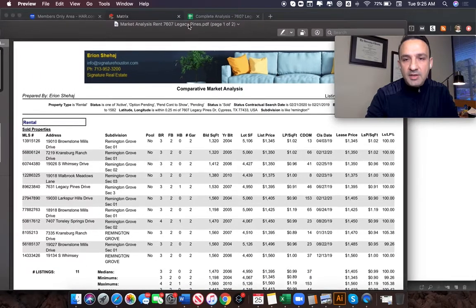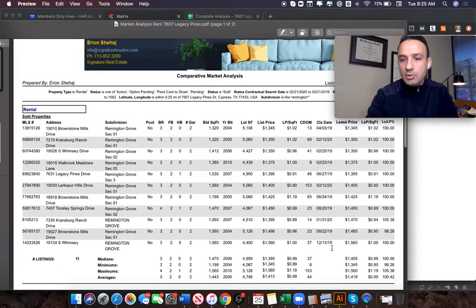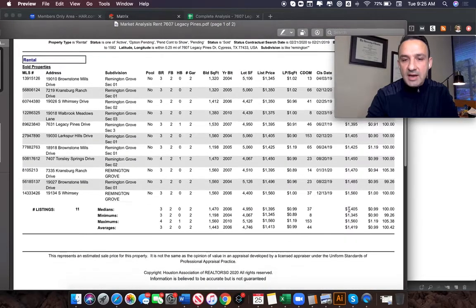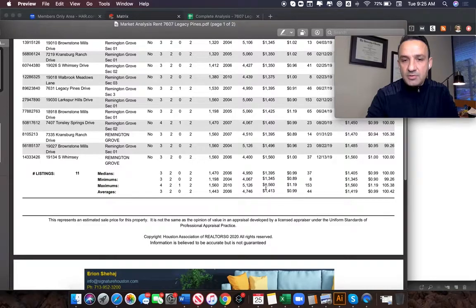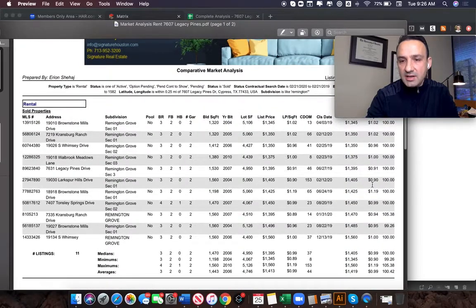And what we'll notice is that rents there go from $13.45 on the low end to about $15.60 on the high end. So what we want to do is figure out what is the average. The average rent for the area is about $14.13, and what you'll notice here is that really the midpoint is closer to about $14.25.